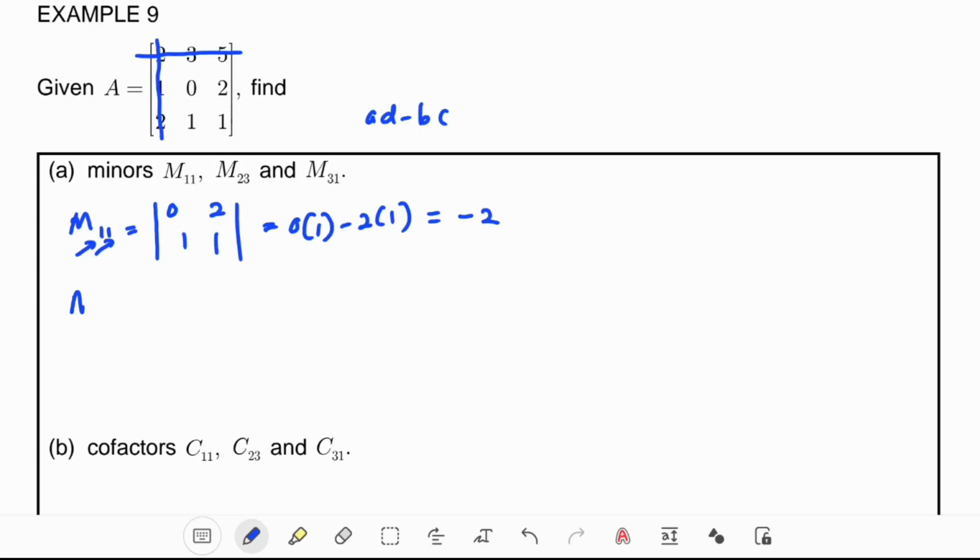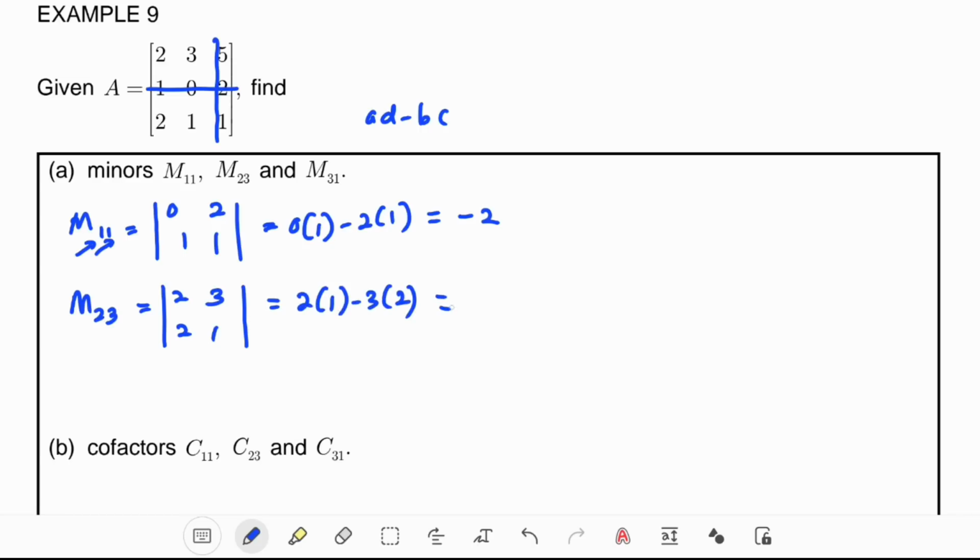And the same thing goes for M23. M23 means that you have to delete the second row and the third column. So just delete and copy down the remaining entries, and then calculate. So 2 times 1 minus 3 times 2 will give you negative 4.